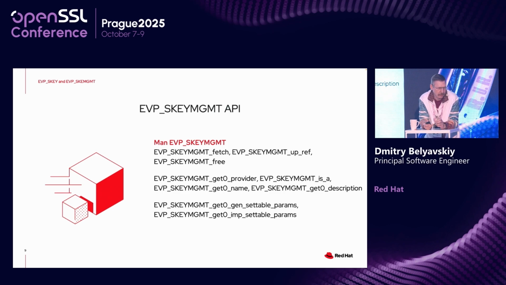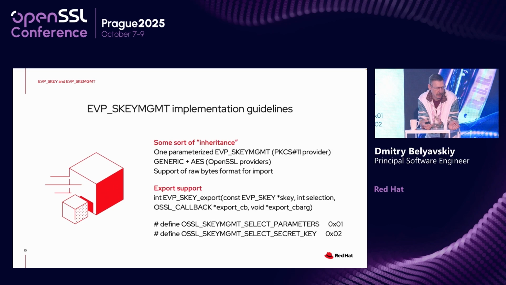The EVP_SKEYMGMT API basically consists of some standard functions. For every provider backend, you may want to fetch, up-ref and free. You need to know the provider because you heavily rely on matching the provider of the key management to the provider of the algorithm you're trying to use with the symmetric keys. You also have some more standard accessors.